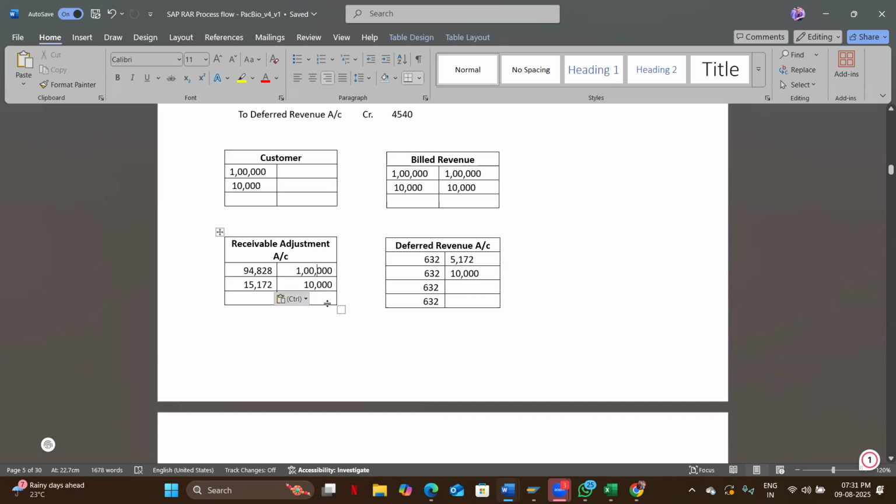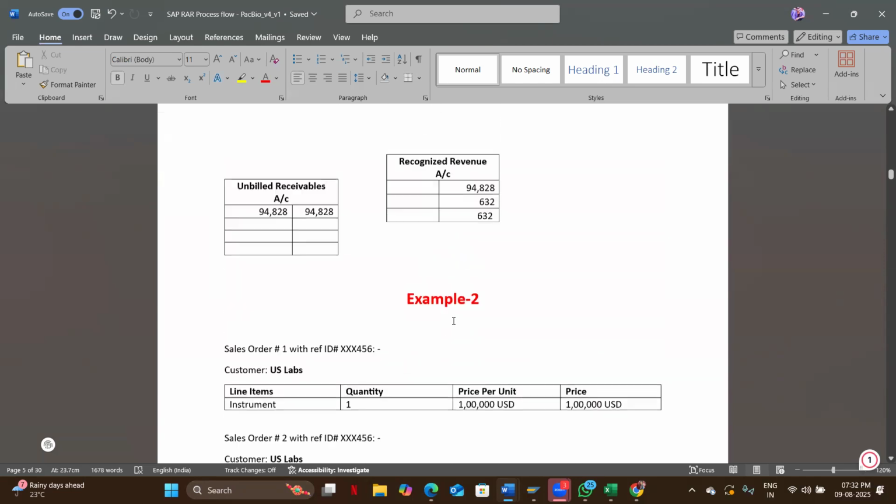Okay, understand, right? So the revenue adjustment account also has a debit side and a credit side, and you can see both are equal: 1,10,000 here and 1,10,000 there in total. And after deferred revenue, that should also be debit 632, and the total amount is 1,10,000 as well.